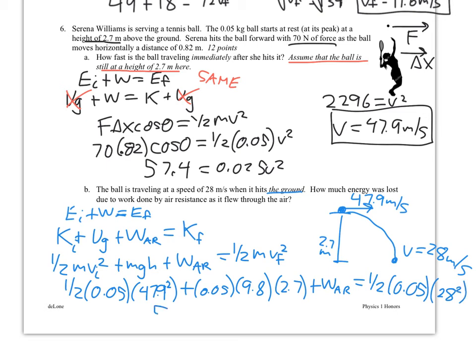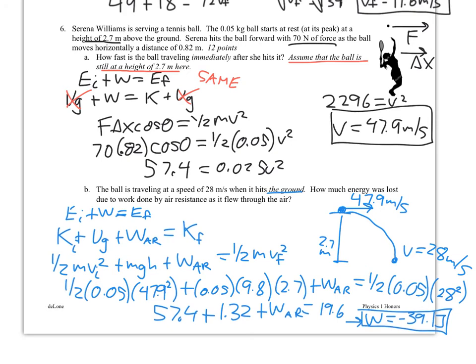We go ahead and do our math there, and I'll write out what each individual one is, just in case you want to check that. And so that's going to be equal to 19.6. So we end up getting that our work done here is negative 39.1 joules. Makes sense that it's negative because air resistance is going to cause it to lose energy. And so that's what we have for that one.